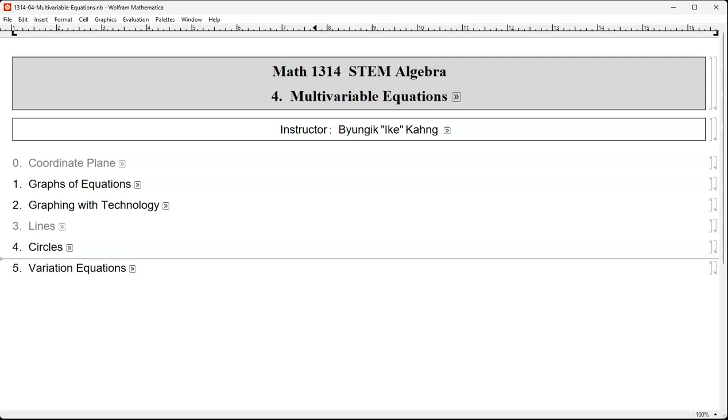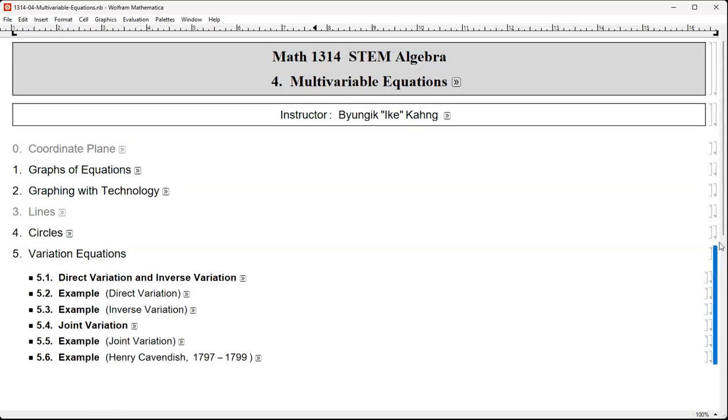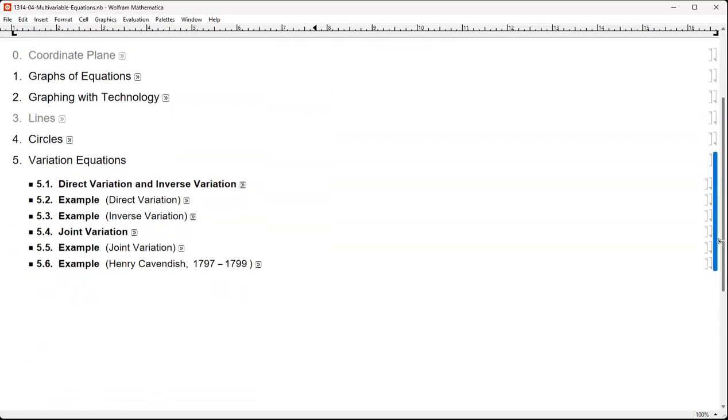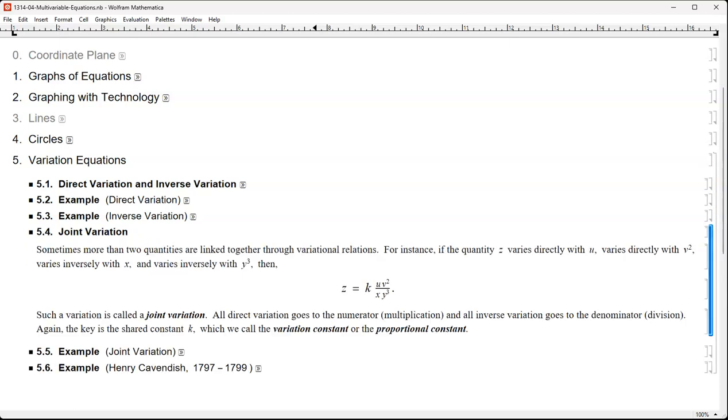Section 5, alright, this is the real deal, but even so, we went through very little. We went through just simple variations, direct and inverse variations, and nothing more. Just variation between two quantities. Now what if we consider truly multivariable variation? Sometimes more than two quantities are linked together through variation relations.